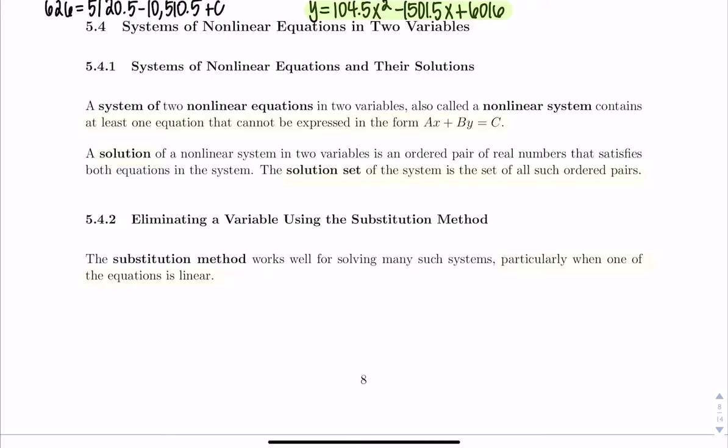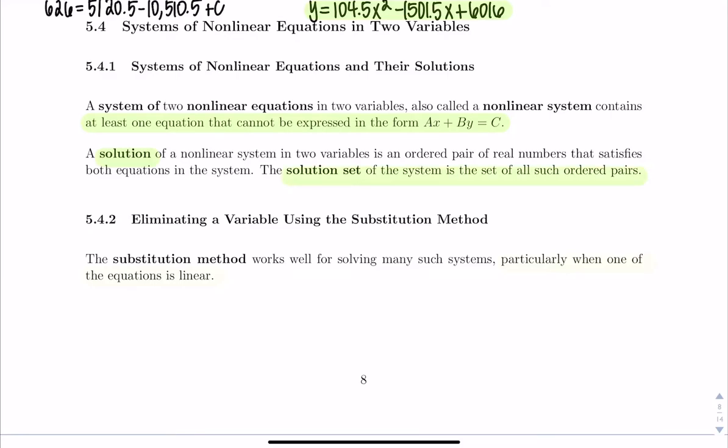In 5.4, we talk about systems of nonlinear equations in two variables. A system of two nonlinear equations in two variables is also called a nonlinear system. It contains at least one equation that cannot be expressed in the form ax plus by equals c. A solution of a nonlinear system in two variables is an ordered pair of real numbers that satisfies both equations in the system. The solution set of the system is the set of all such ordered pairs.